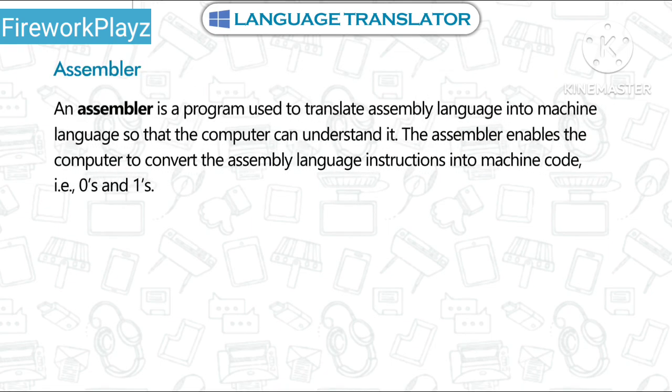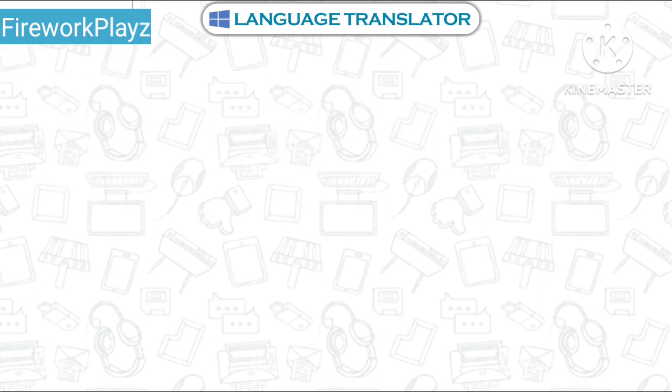Assembler. An assembler is a program used to translate assembly language into machine language so that the computer can understand it. The assembler enables the computer to convert the assembly language instructions into machine code, that is, zeros and ones.